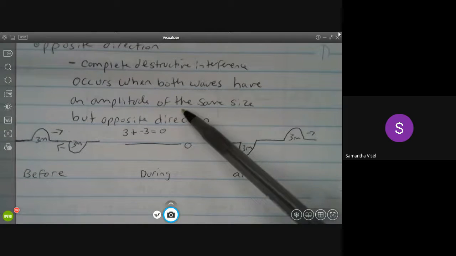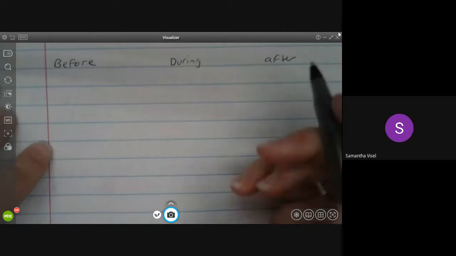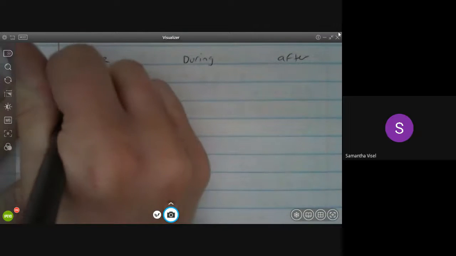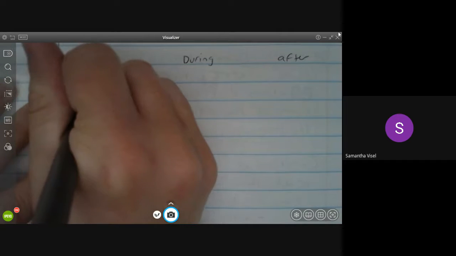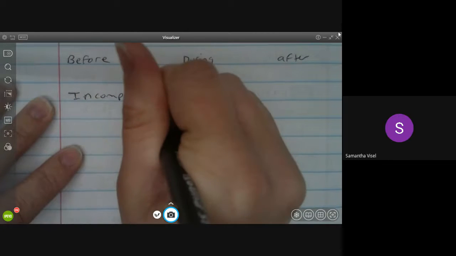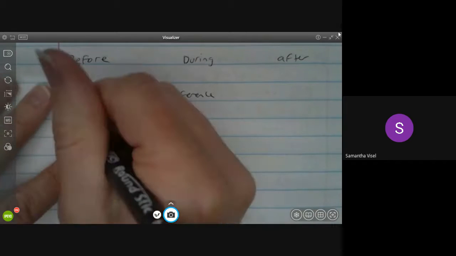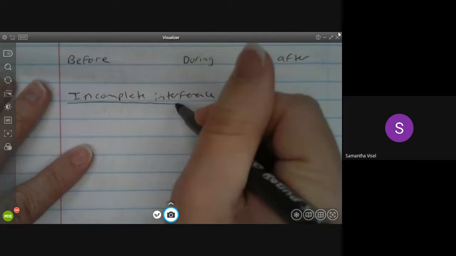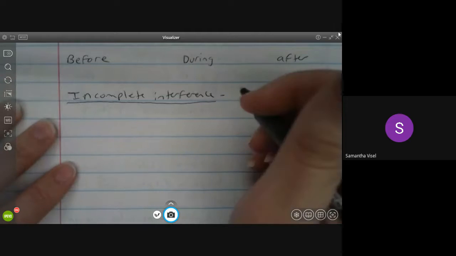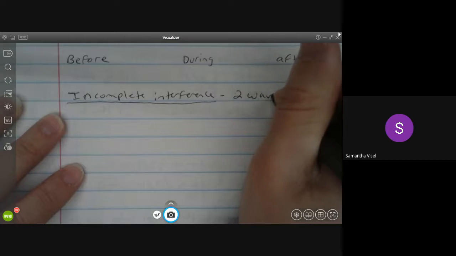So my third type is a type of destructive interference, but it's a form of destructive interference for when these two aren't equal in size. So what do we do? We call this incomplete interference. With incomplete interference, you're going to treat it like destructive. So you'll have a positive and negative wave pulse, since one will be on one side, one on the other.